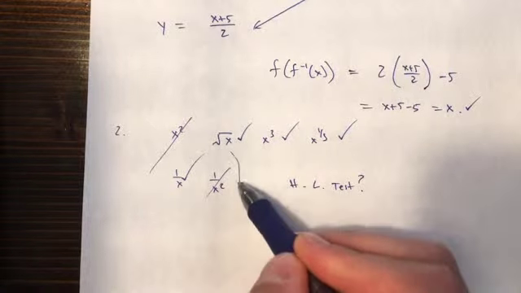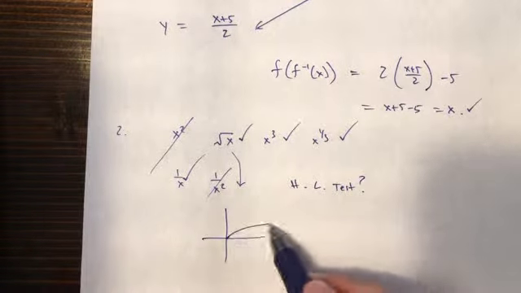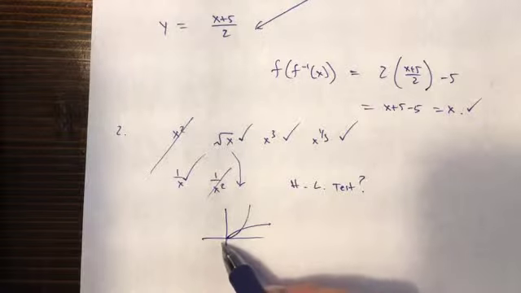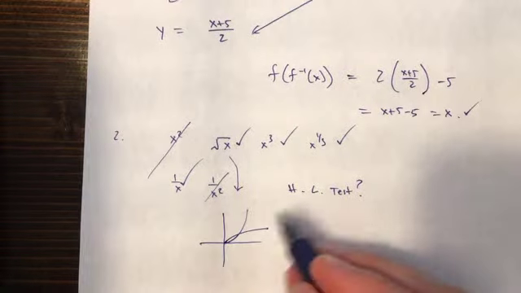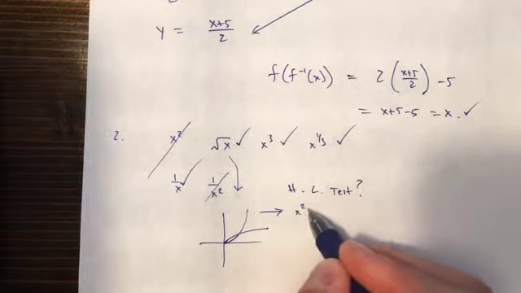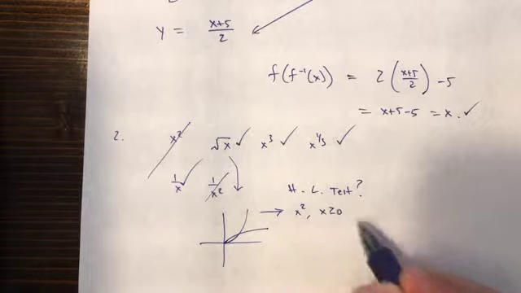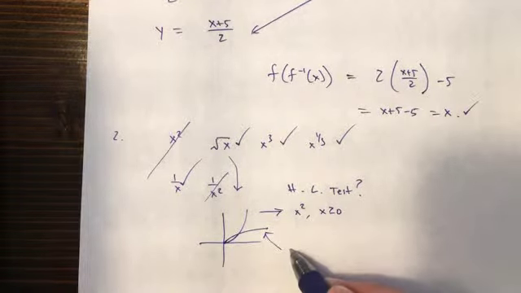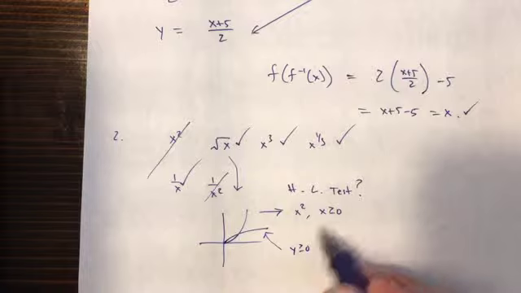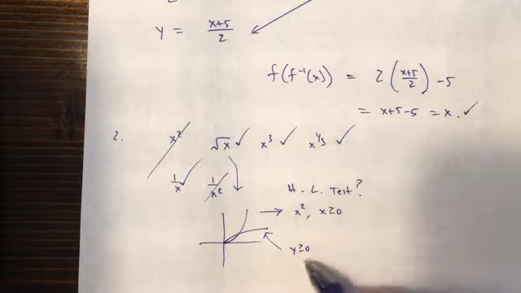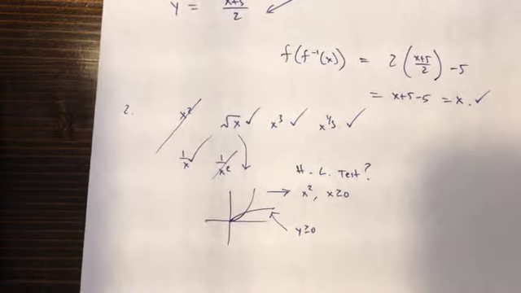Note that the inverse of square root x is x squared, but only this half of it. So we'd say its inverse is x squared, but only for x greater than or equal to 0. Since this has a range of y greater than or equal to 0, the domain of its inverse has to match the range of the original function.